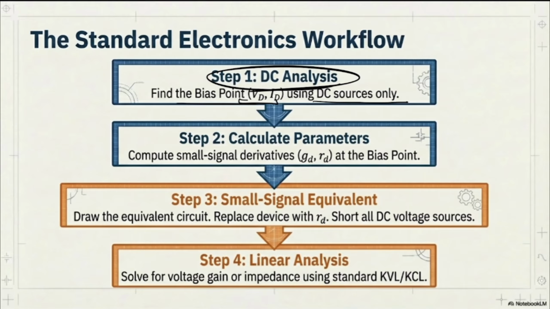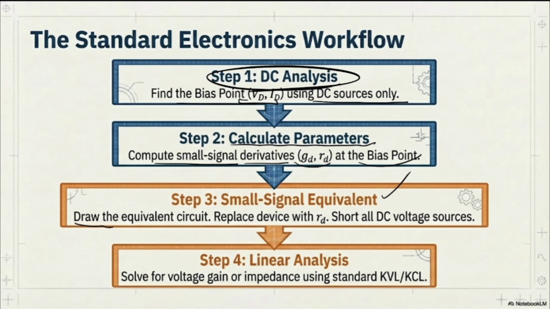Then I have to calculate the parameters. It means that I have to compute the small signal derivatives, G_D and R_D, at the bias point based on the Taylor formula that we just saw. The third step is the small signal equivalent. It means that right now I have everything that I need. I have a point, but I have to replace my nonlinear component with a linear component, which is a resistor.